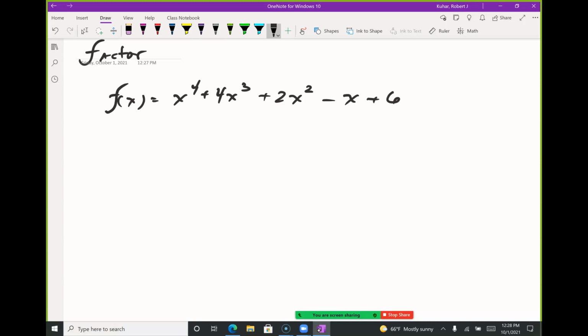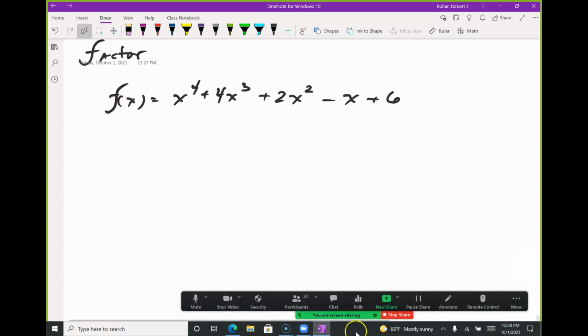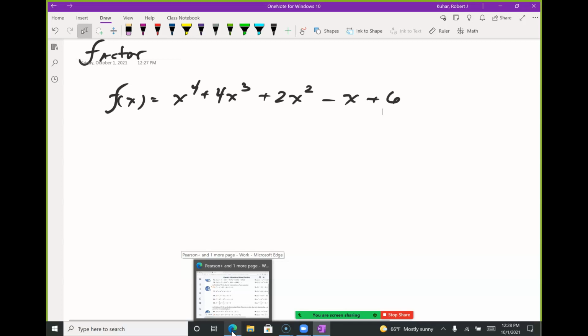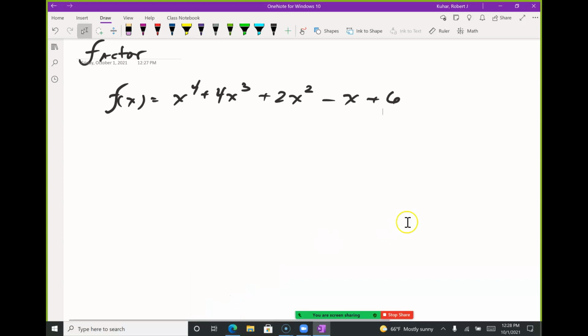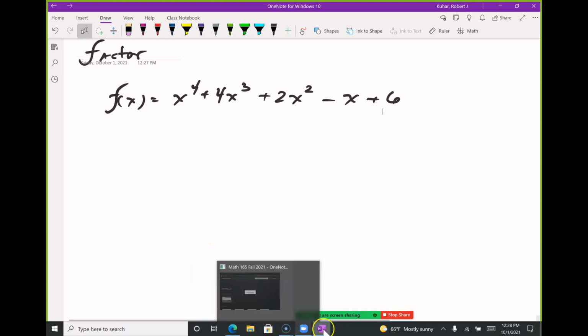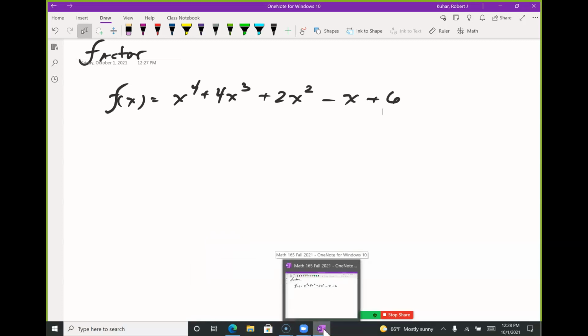So how many zeros should I expect to get at most? Four, right? It's x to the fourth. Now we're going to talk today about how I would find a possible zero without looking at the curve. We're going to talk about that today, but I'm not going to ask you that on the test. So this new theoretical stuff I get to today, you don't have to worry about.